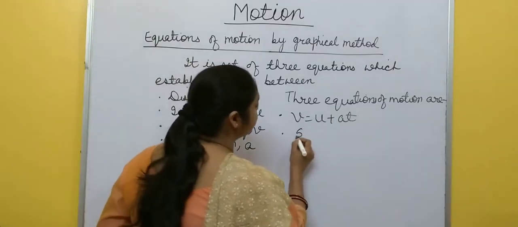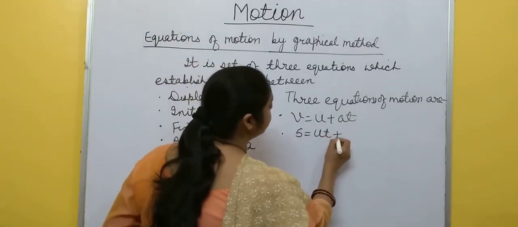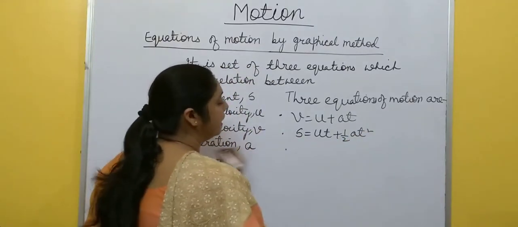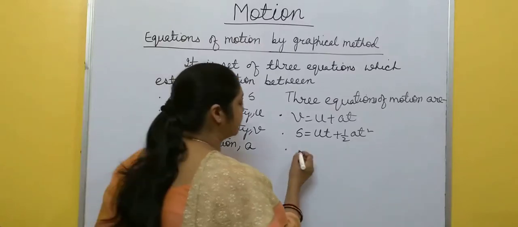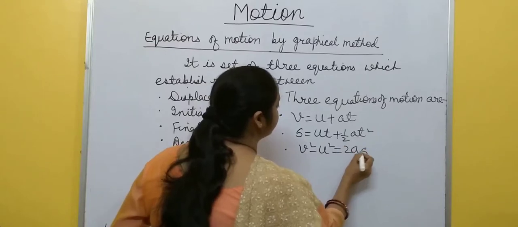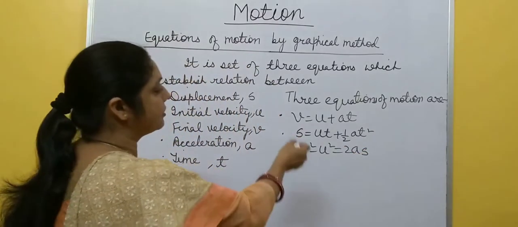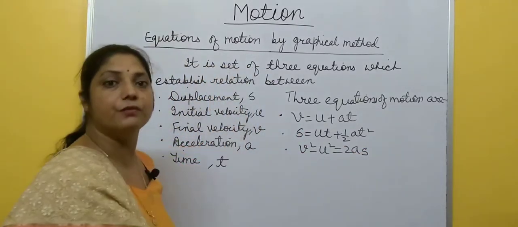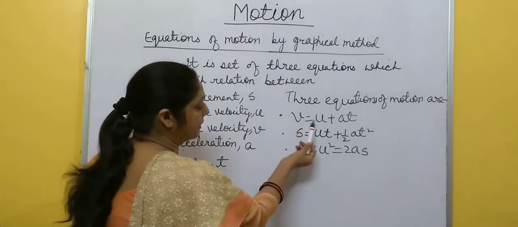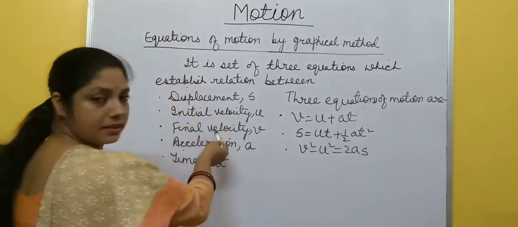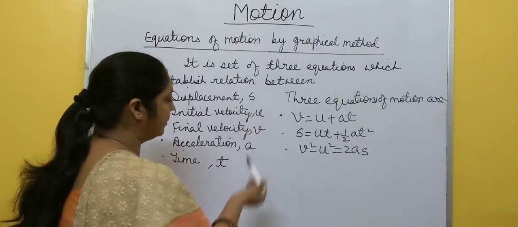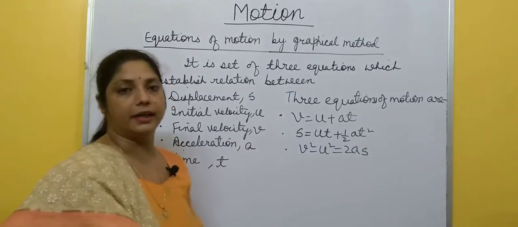Second equation of motion is S equal to UT plus half AT square. S is displacement here. And third equation of motion is V square minus U square equal to twice AS. All these three are equations of motion, and these are nothing but relation between all these physical quantities: displacement, initial velocity, final velocity, acceleration and time.